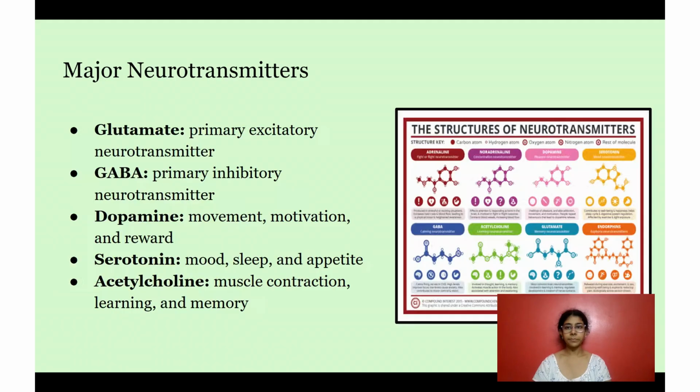A few major neurotransmitters include glutamate, which is a primary excitatory neurotransmitter, GABA, which is a primary inhibitory neurotransmitter, dopamine, which helps in movement, motivation, and reward, serotonin, that helps in mood, sleep, and appetite, and acetylcholine, that helps in muscle contraction, learning, and memory.